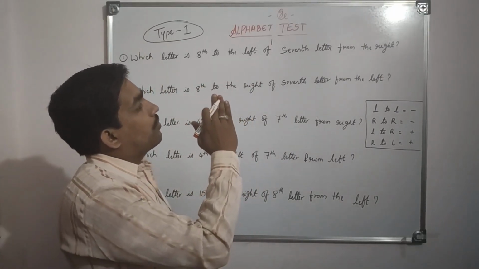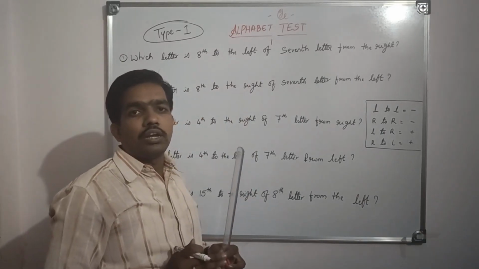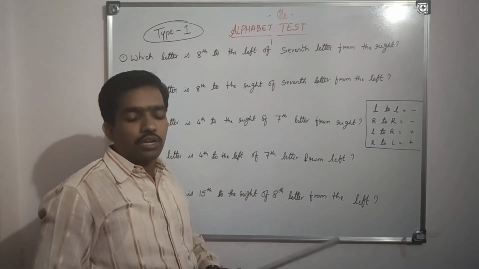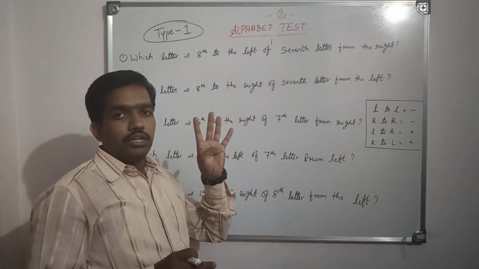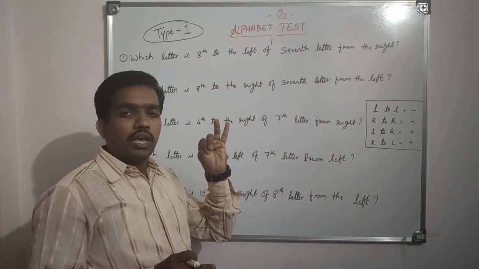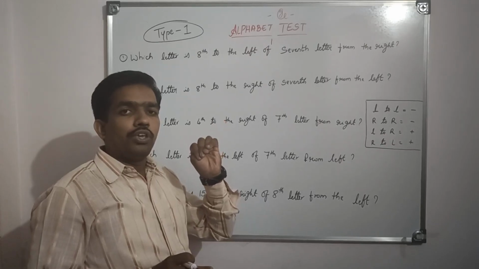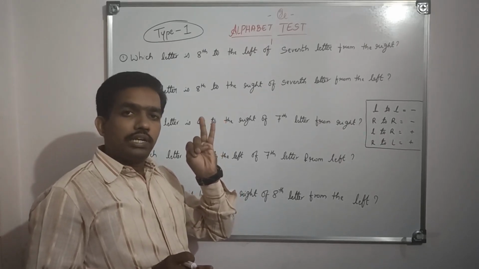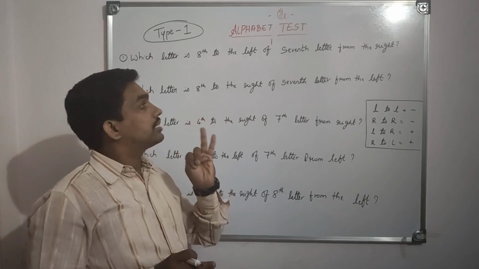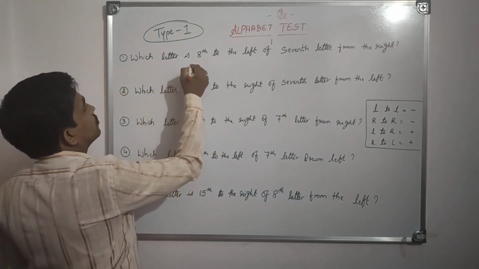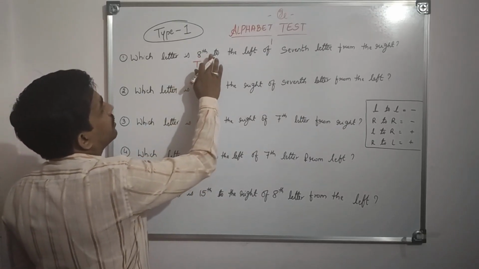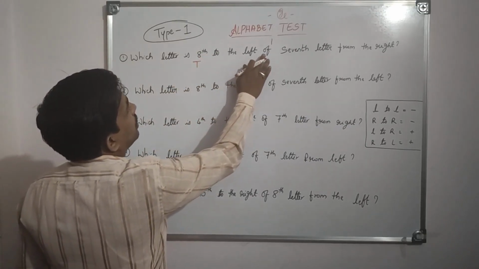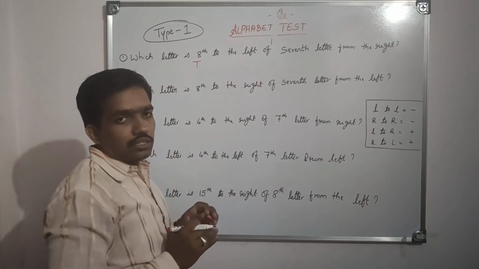Okay. So the seventh letter from the right. Which is our seventh letter from the right? See, Z, Y, X, W, V, U, T. T is our seventh letter. So T is our seventh letter. So now the eighth letter to the left of the seventh letter.